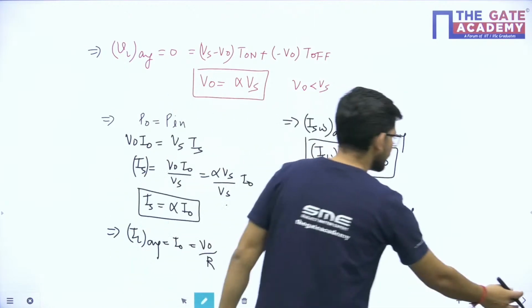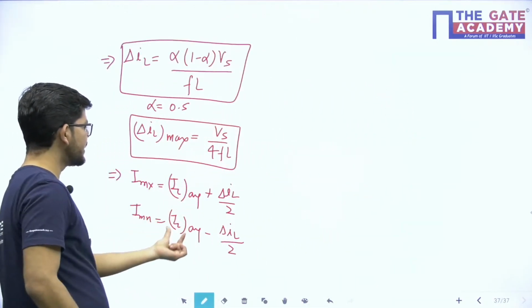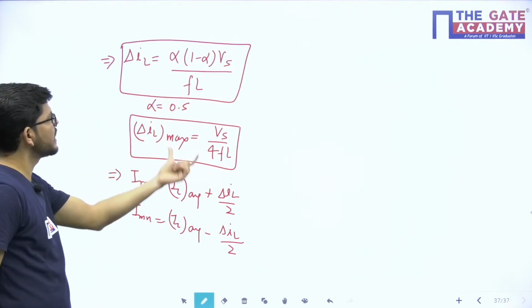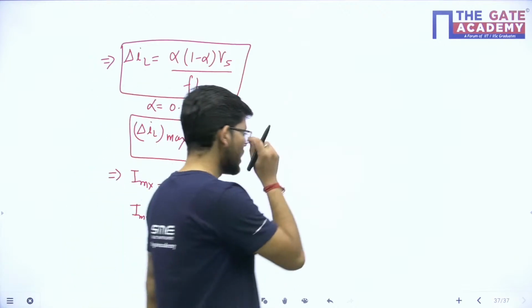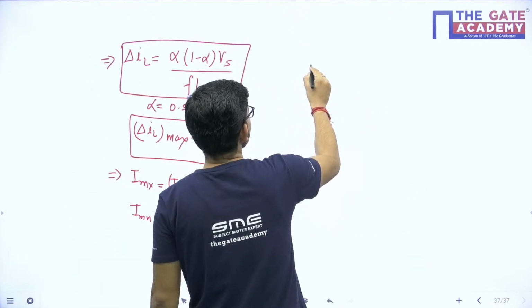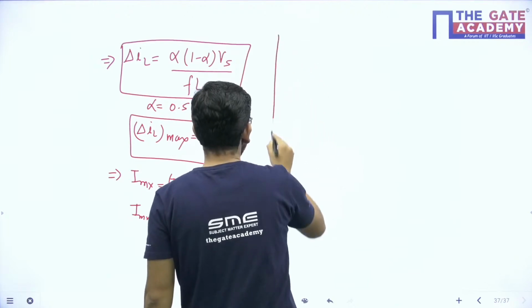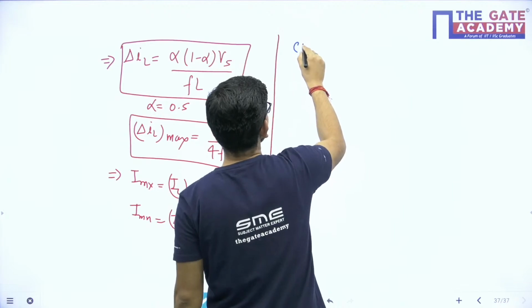So this is how you will calculate I max and I min. You know the value of del IL average and you know the value of del IL, so just put them in and calculate I max and I min. After that, what will be the critical inductance? If you calculate it, what will be its value?